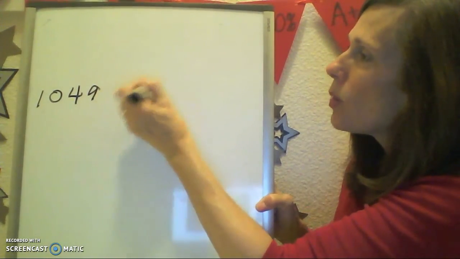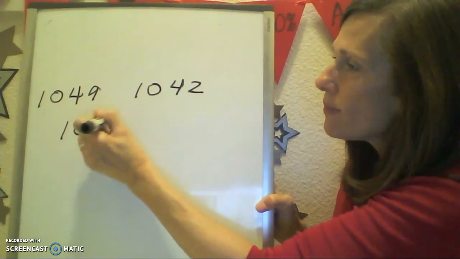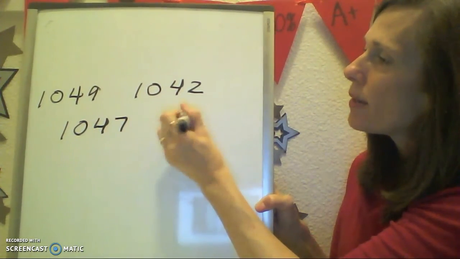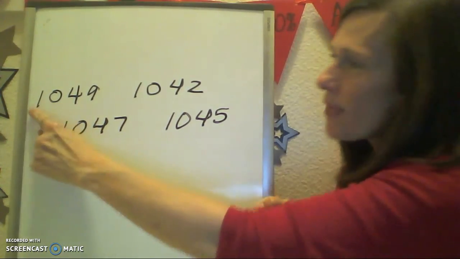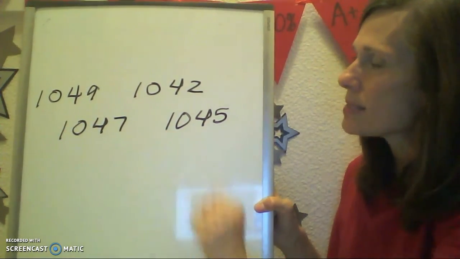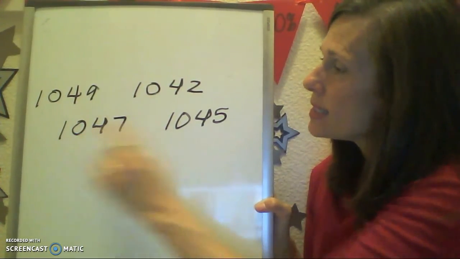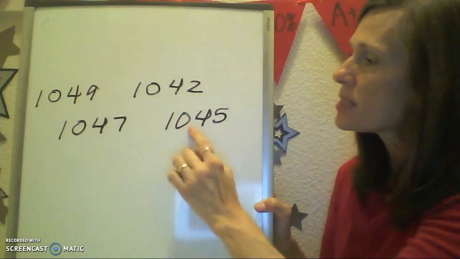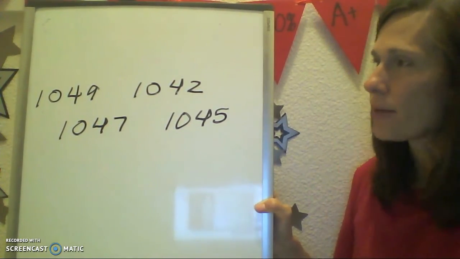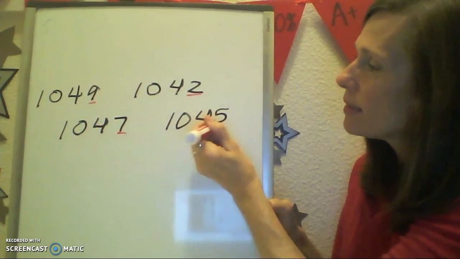1,049, 1,042, 1,047, 1,045. Okay, so I look in my thousands place, all ones. I go to my hundreds place, all zeros. I go to my tens place, all fours. So of course, my pattern is going to be in my ones place, 9, 2, 7, 5.